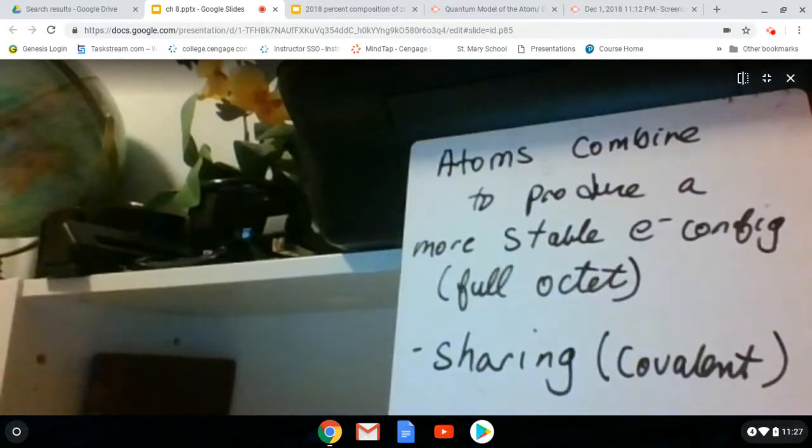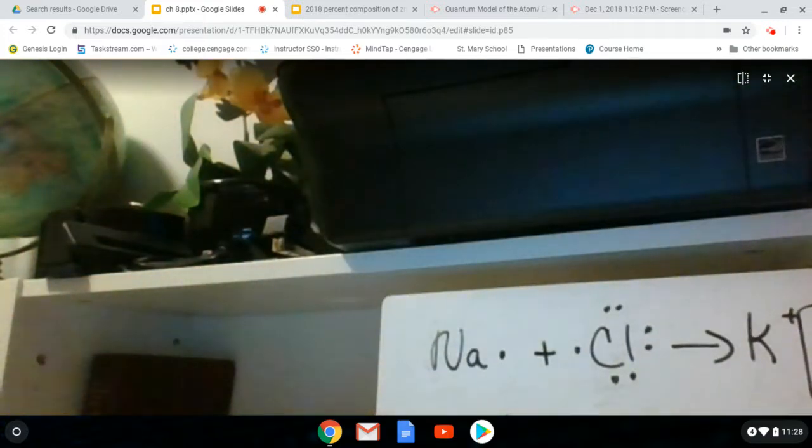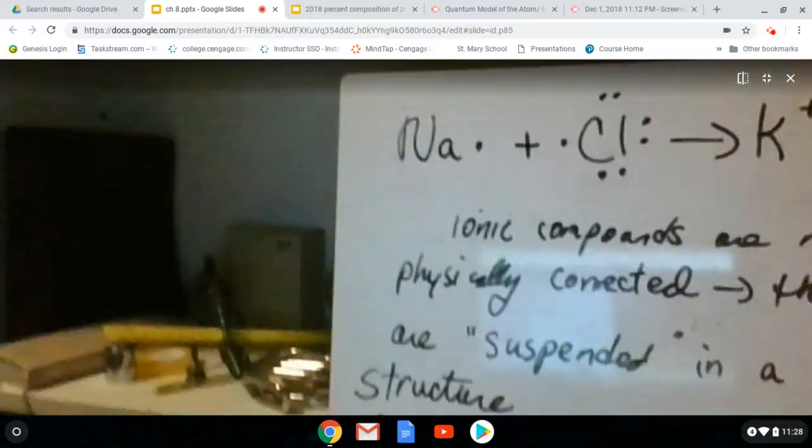One thing that you need to know right off the bat when we start doing this is that atoms combine to produce a more stable electron configuration, basically to achieve the full octet. They do this in one of two ways, either by sharing electrons, which we call covalent bonding, or by giving and taking electrons, which we call ionic. Well, let's handle the ionic compounds first.